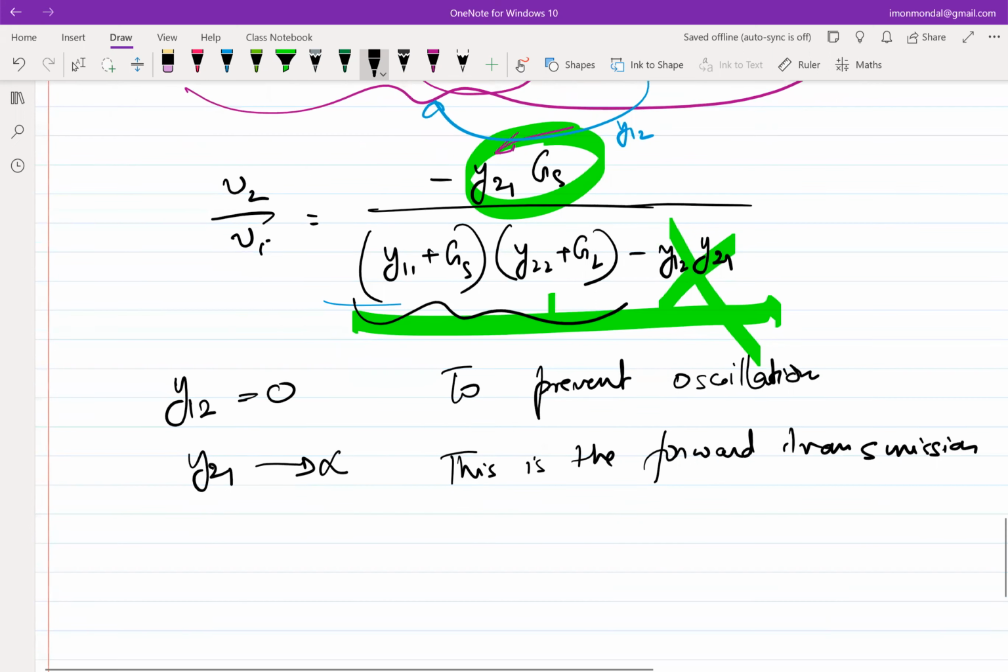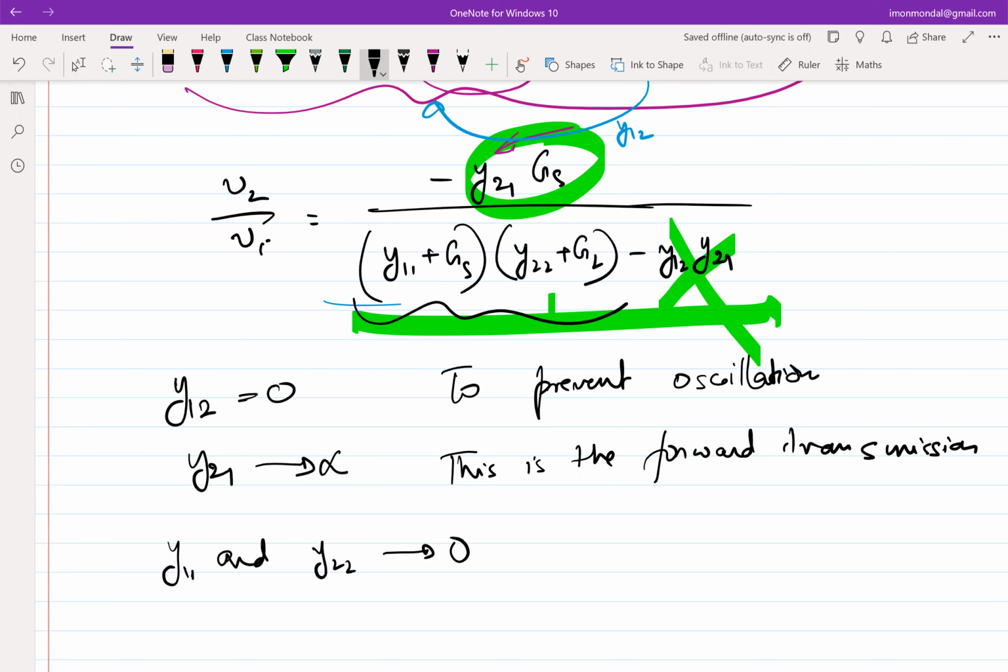Okay. So now, what about y11 and y22? What do you want them to be? You want y11 and y22 to be 0, obviously, tending to 0, simply because you don't want too much fraction in the denominator, right? That's what this is telling us.